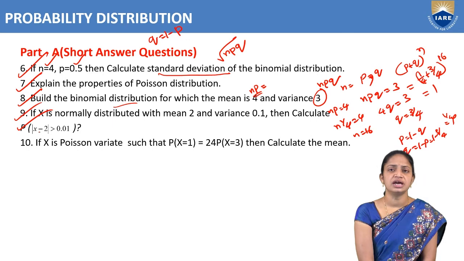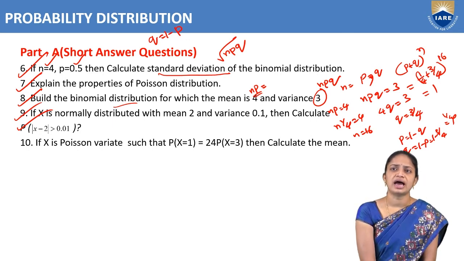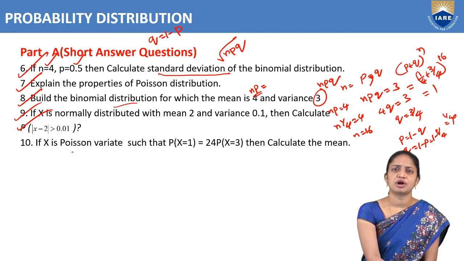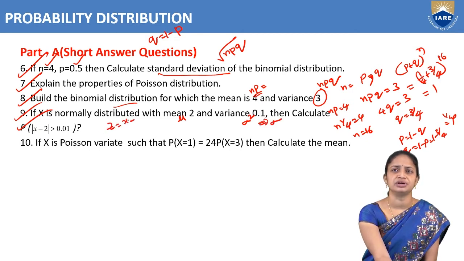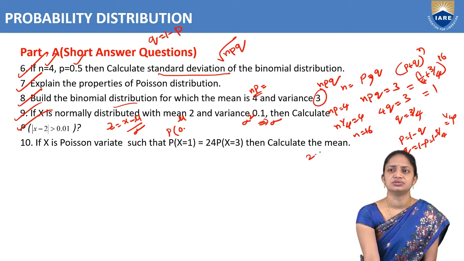So now coming to the next question: if X is normally distributed with mean 2 and variance 0.1, then calculate the probability of modulus of X minus 2 greater than 0.01. So the mean is mu and the variance is sigma square. From that we can calculate sigma. Here we have to use the formula Z equal to (X minus mu) by sigma. So here we take 2 minus 0.01, which is 1.99, and 2 plus 0.01, which is 2.01.